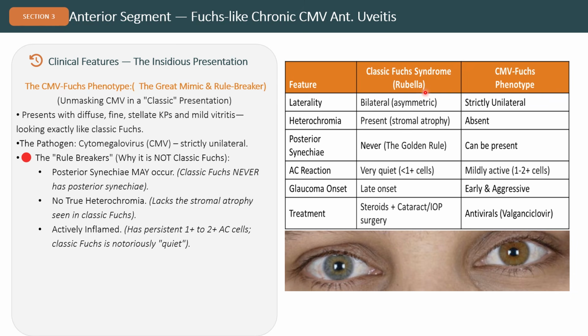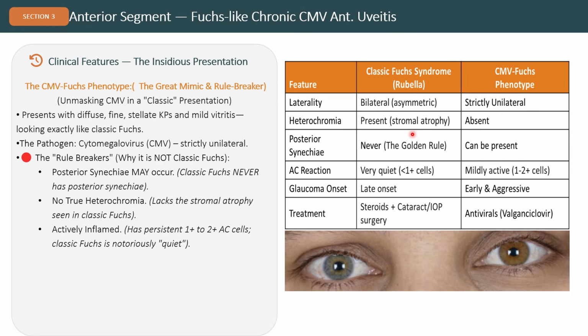So this is just a quick comparison between the classical Fuchs uveitis syndrome, which is incriminated to be due to rubella, and the cytomegalovirus, which has a Fuchs phenotypic presentation. Number one is the bilaterality. Fuchs uveitis, the classical one, is usually unilateral. However, it might be bilateral but asymmetrical, with one eye more than the other. But in cytomegalovirus, it is always unilateral. This is one important point.